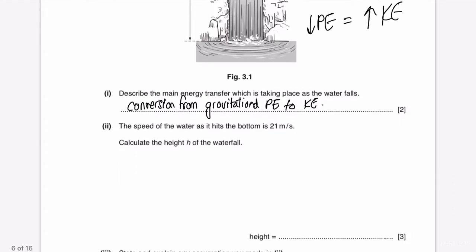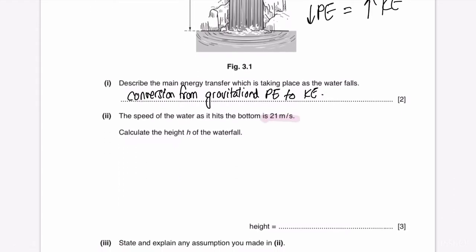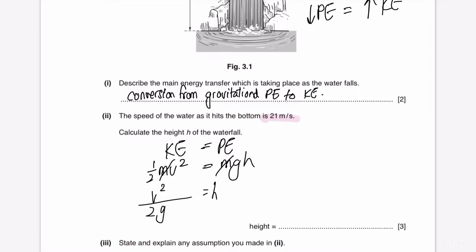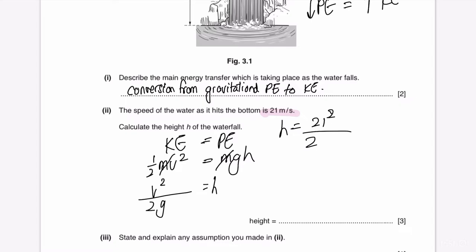The speed of the water as it hits the bottom is 21 meters per second. Calculate the height of the waterfall. We are given the speed and need to find the height. We use kinetic energy gained equals potential energy lost: half mv squared equals mgh. The m cancels on both sides, so height equals v squared upon 2g. Height equals 21 squared upon 2 into 10, because g is 10. The answer for the height is 22 meters.